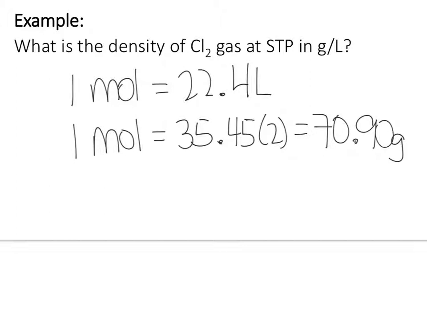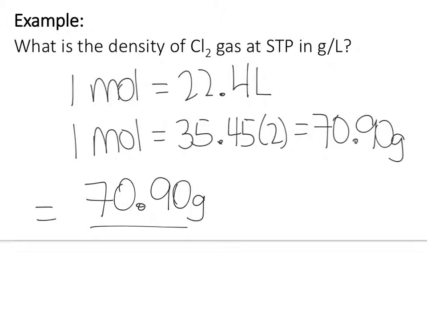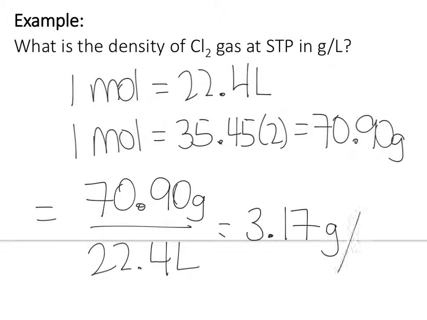Which means if we wanted to report that in grams per liter, all we'd have to do is take our molar mass and divide it by 22.4 liters. And in fact, for every single gas that we're interested in finding its density at STP, we just take its molar mass and divide it by 22.4 liters. That's it. And that says that chlorine has 3.17 grams per liter. Again, molar mass over the molar volume.